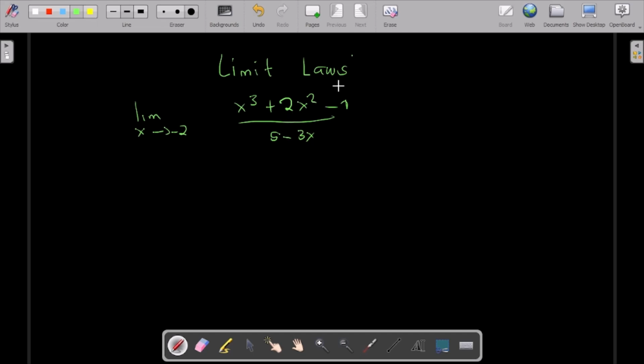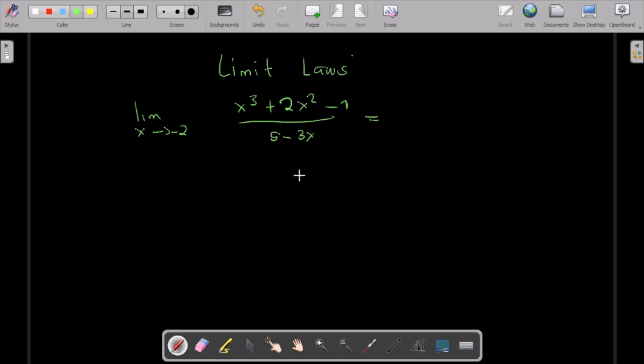So what we are seeing here is a quotient. So evaluating the limit here is going to be easier because of the limit laws. So we can actually write this in this form. So first of all, we have a quotient. We have x to the power 3 plus 2x squared minus 1 divided by 5 minus 3x. So this is a quotient. And what do we get?